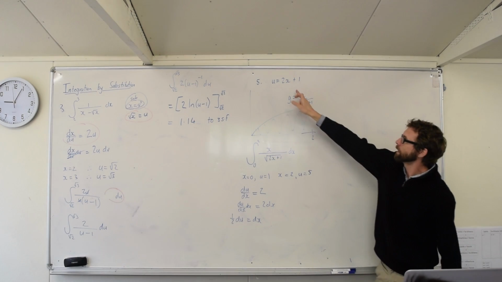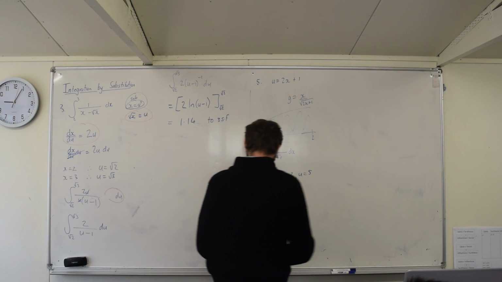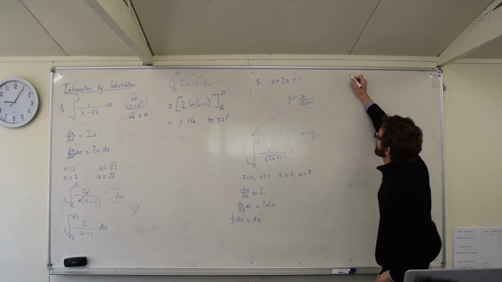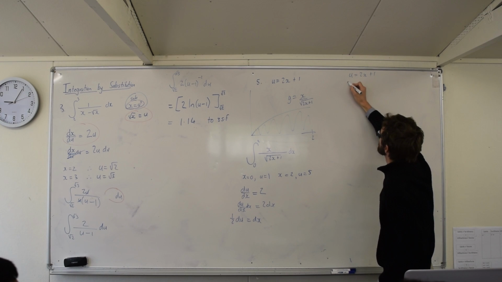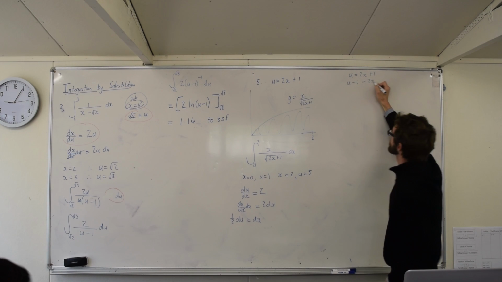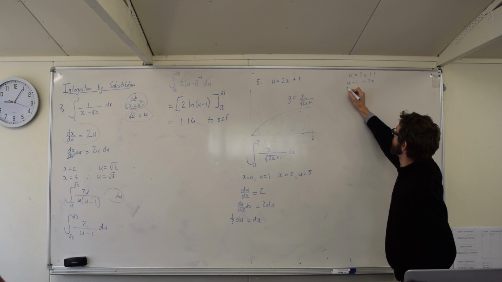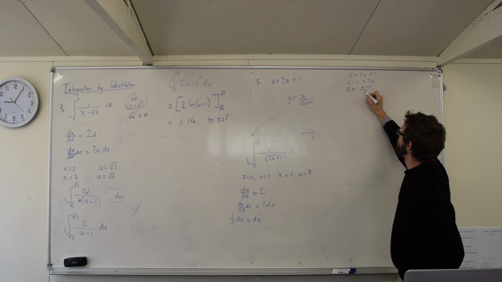Now, could we rearrange this? Yep. Okay, let's do that up here perhaps. u equals 2x plus 1, u minus 1 equals 2x, and therefore x equals u minus 1 all over 2.